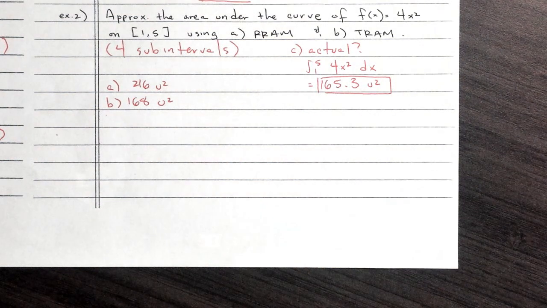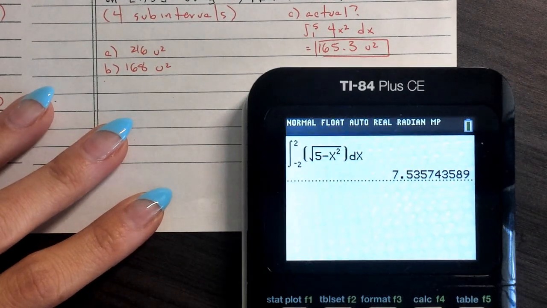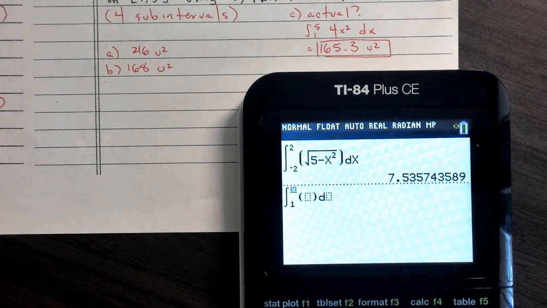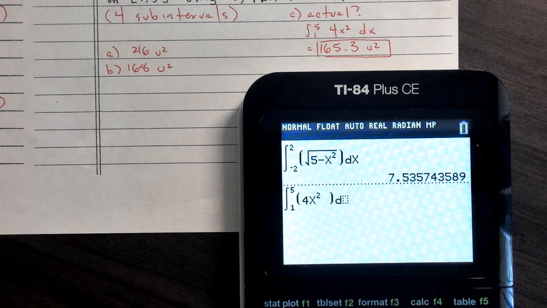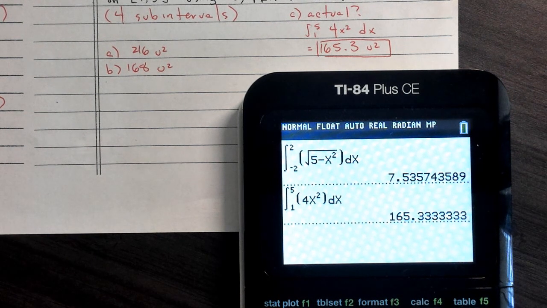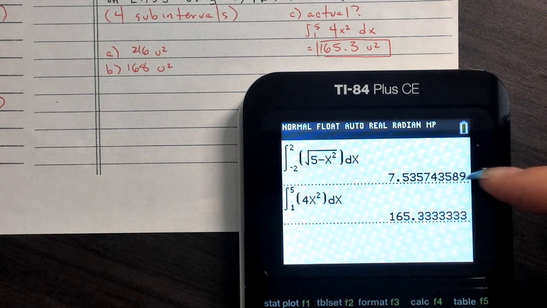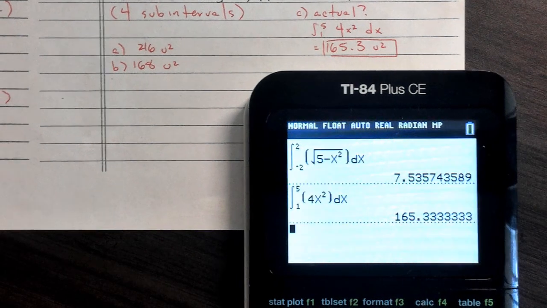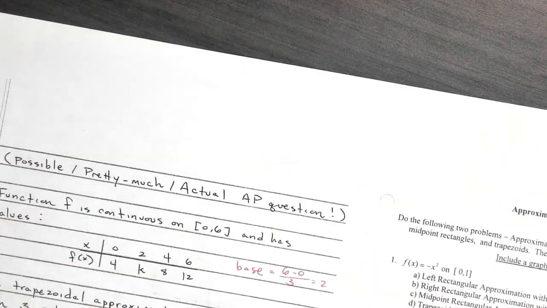And I guess I should check this one on the calculator. So if I'm right, then okay, that's cool. Math, 9, let's try again. 1 to 5, 4x squared in terms of x. 165.3, yeah, okay, so I don't know. I don't know why I wrote the other number. This was right. It looks right. Okay, all right, on the back.